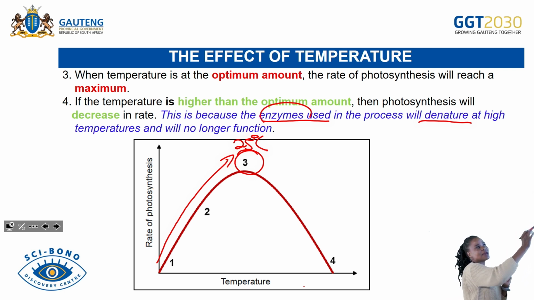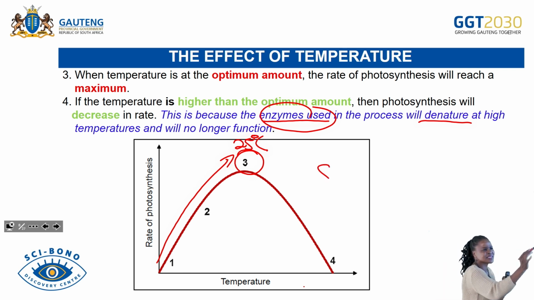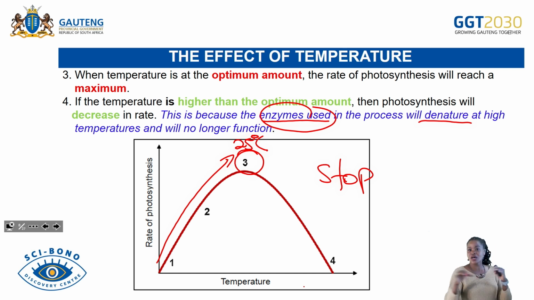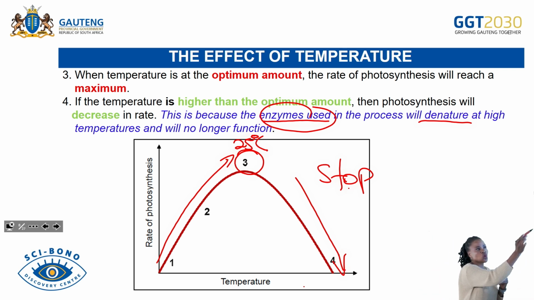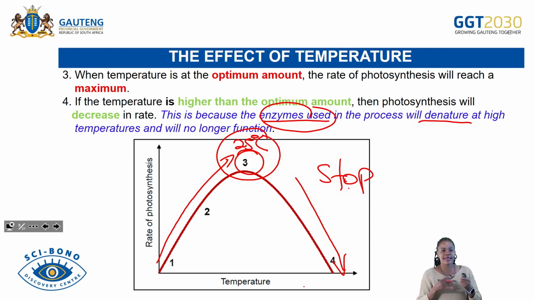So if our enzymes are no longer active, what does that mean for the process of photosynthesis? It will make the process of photosynthesis stop. Why is it stopping? Because our enzymes have become inactive. They became denatured. So if the process of photosynthesis stops, what does that mean for the rate of photosynthesis? It means that the rate of photosynthesis will also drop due to high temperatures, the temperatures which are above the optimum amount. So this is what it explains.